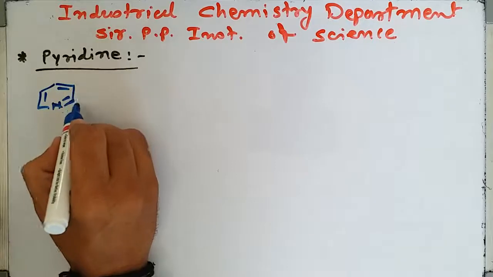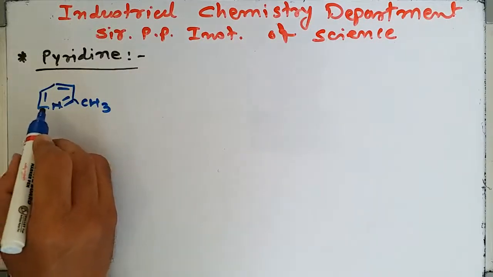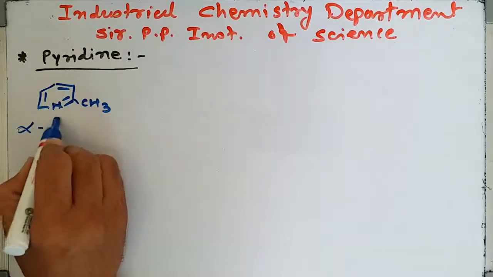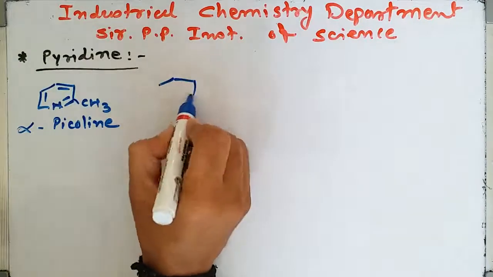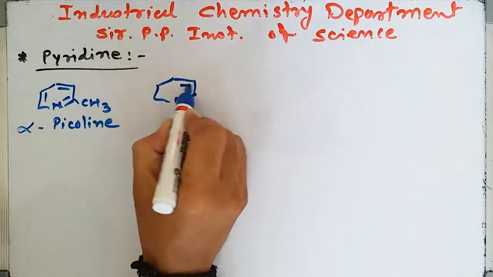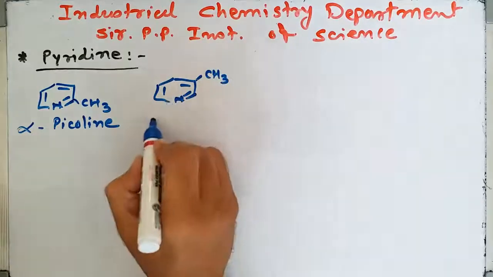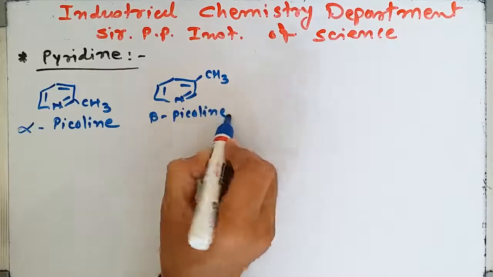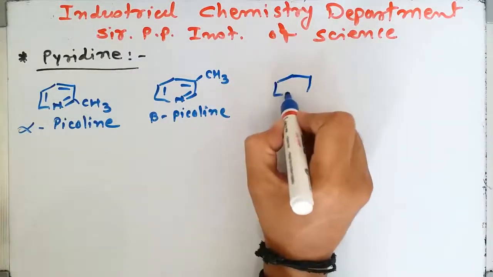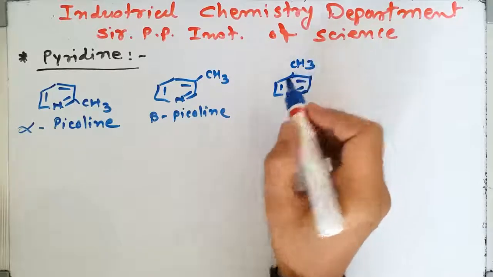One methyl group at position 2. This is 2 or alpha picoline. This is beta picoline. And this is gamma picoline.